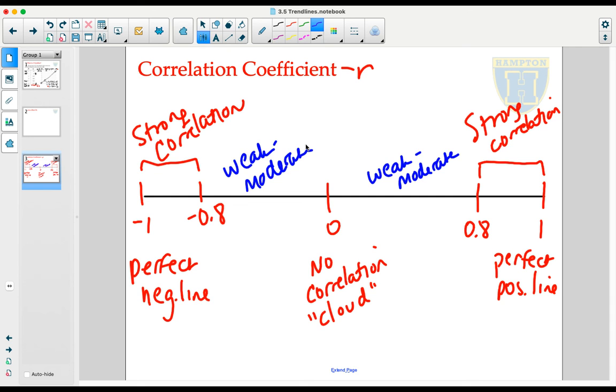So in those weak and moderate situations, it becomes less reliable. The line of best fit becomes less reliable because we're not able to definitively say this is the kind of rate that I am following. So we really want to maintain being in these two spaces if we're going to use the line of best fit to do some predicting.